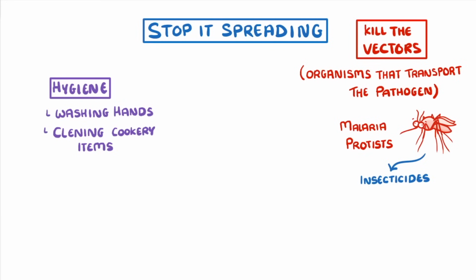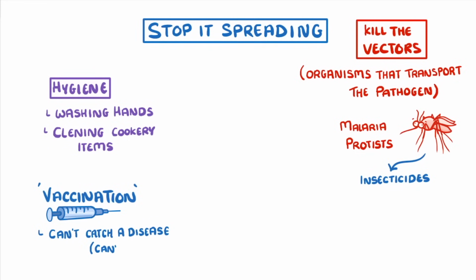The best way to prevent a pathogen from spreading, though, is just to vaccinate everybody. Because if people can't catch the disease in the first place, then they can't pass it on to anyone.